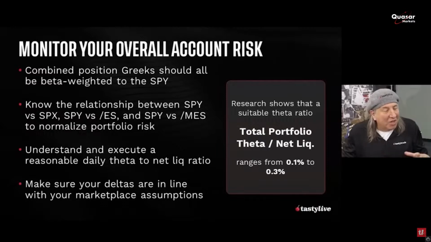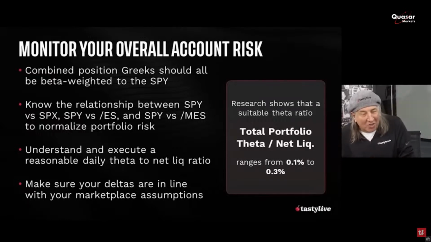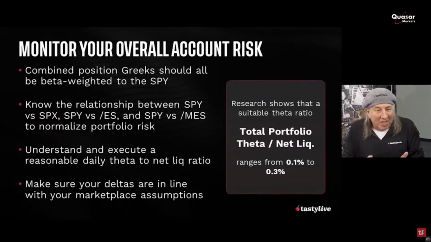Now, again, these are generalizations, but this comes from 13 years worth of research. So we feel pretty confident in our numbers and all the stuff that we study. We're going to talk a little bit later about what your expectations should be around that. But from 1/10 to 1/3 is a reasonable theta to net liq expectation or where you should be.